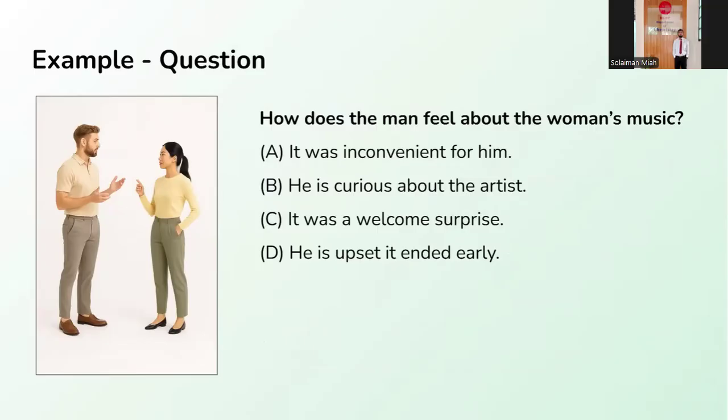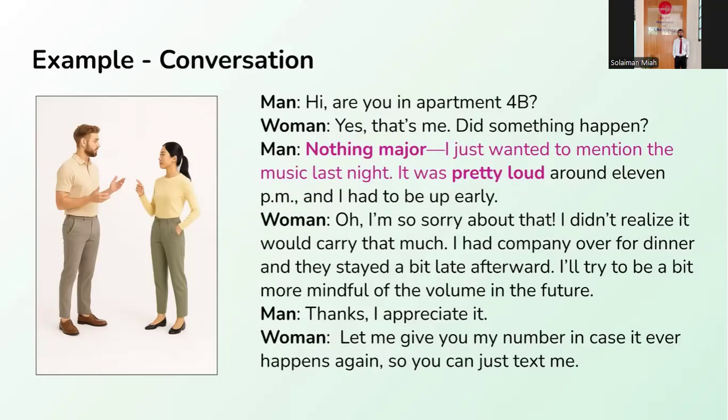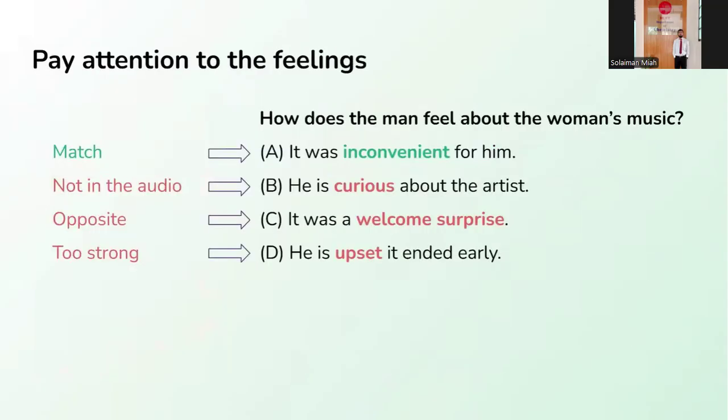Before looking closely at the answers, you should already have a general sense of how the man felt based on his tone and wording. When we look back at the conversation with highlighted text, certain clues stand out. The man says, nothing major, and explains the situation calmly. He mentions the music was loud and that he had to wake up early, but he does not sound angry or emotional. These phrases suggest mild inconvenience rather than strong frustration. Paying attention to these small signals helps you understand his attitude more accurately than focusing on the topic of music alone. Now let's evaluate the answer choices.